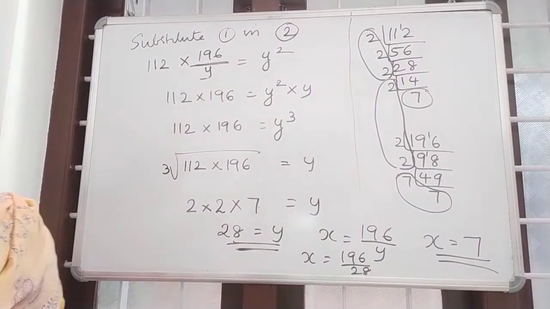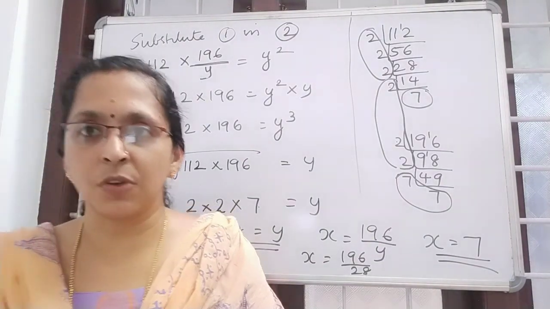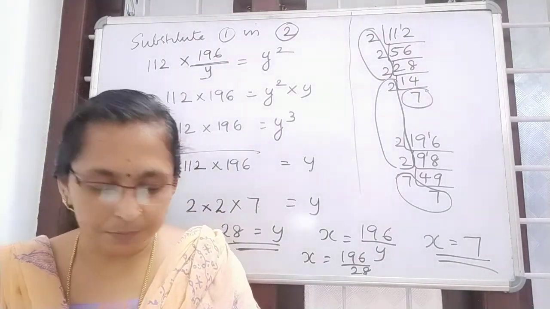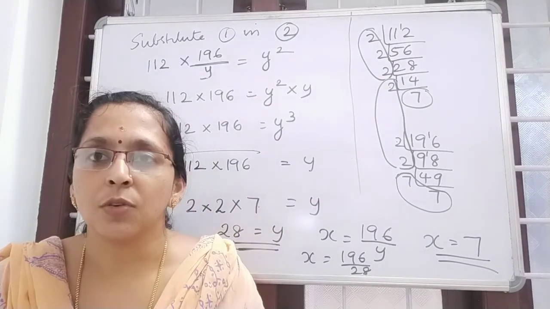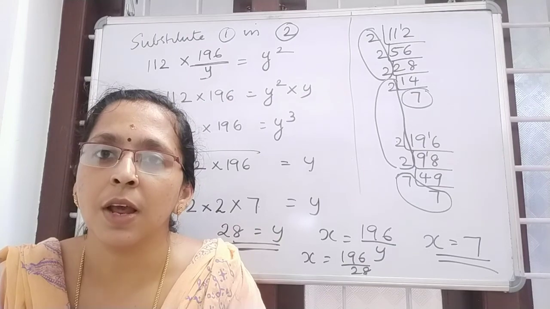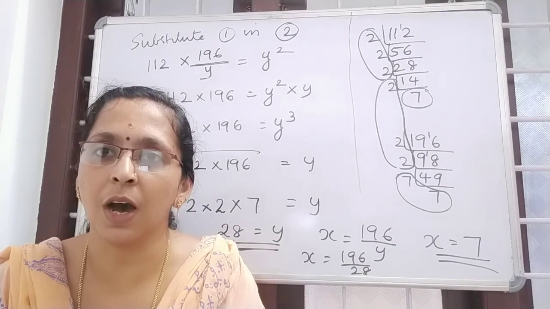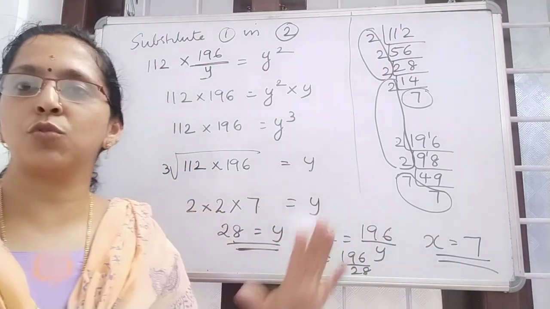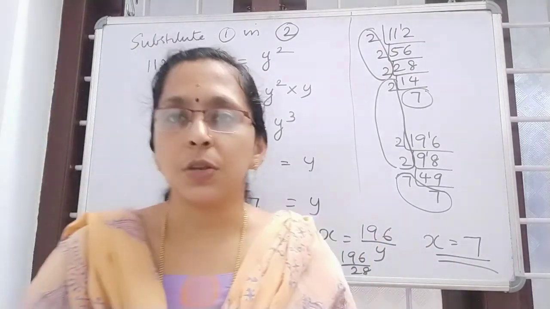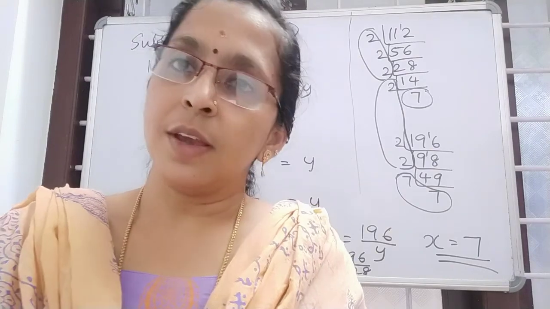Therefore, we assumed x and y are the numbers. So last we want to write: let the two numbers be x and y, we assumed. Therefore the two numbers are 7 and 28. Okay, thank you all of you.